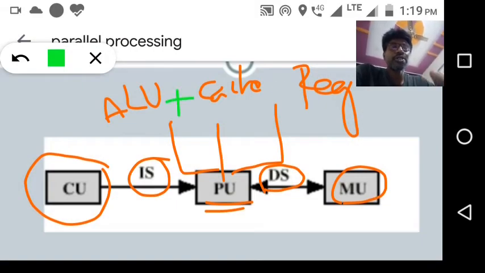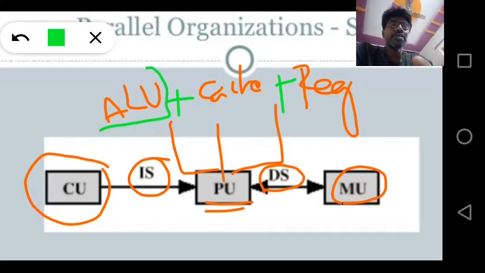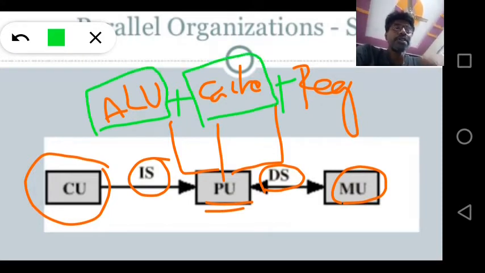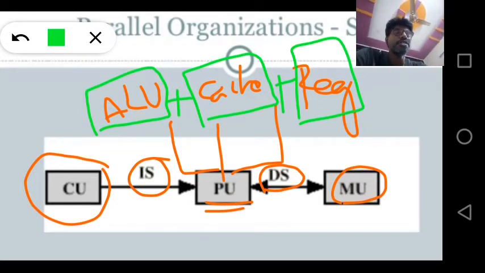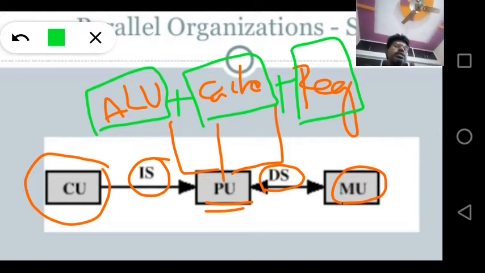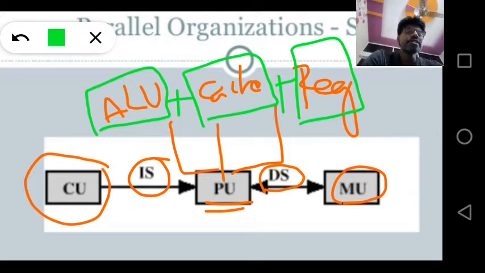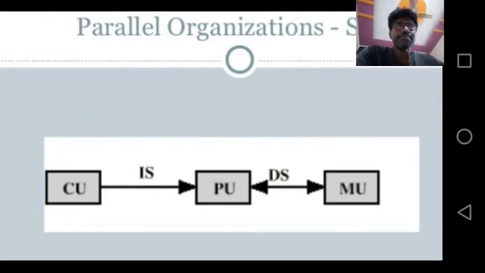It is a combination of these three: ALU, internal cache and registers. So this is a very important concept, the basic type of classification according to Flynn's. We are discussing multi-processor organization, so we are interested in processing units having more than one. There is more than one processing unit.